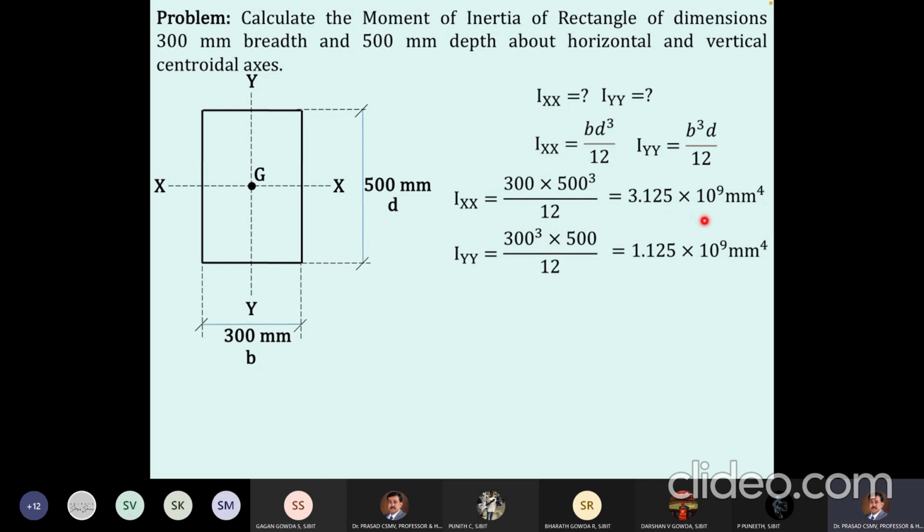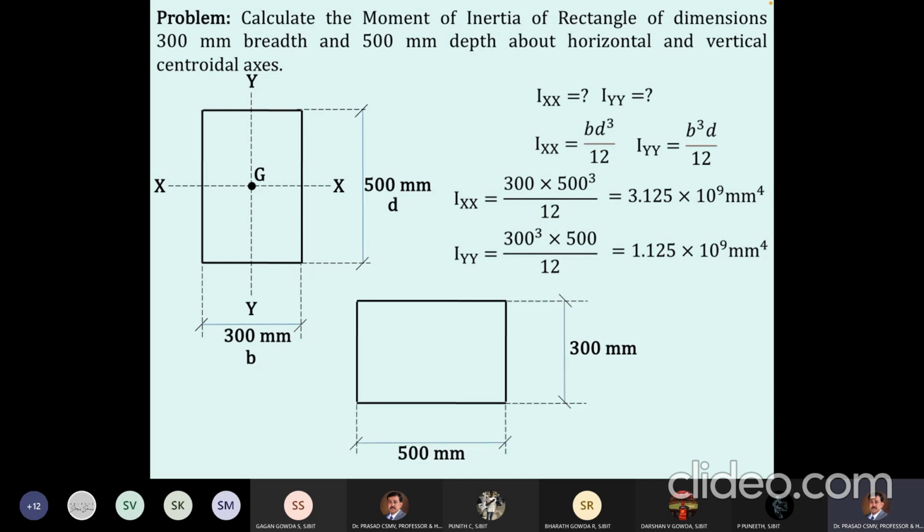But for the same cross section, what am I doing? The orientation has been changed. It has been rotated through 90 degrees. The breadth has become 500 and the depth has become 300. Will we still get the same values for Ixx and Iyy? No, because now you have to take B as 500 mm and D as 300 mm. If you now use the same formula, Ixx will be equal to what?